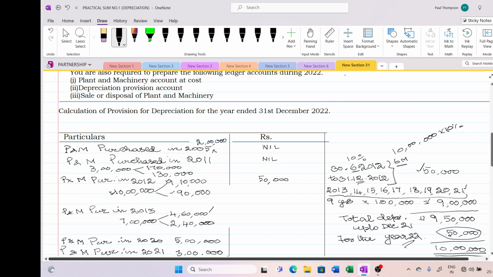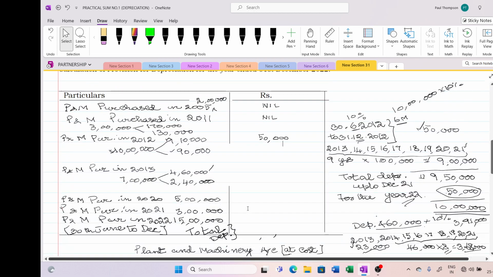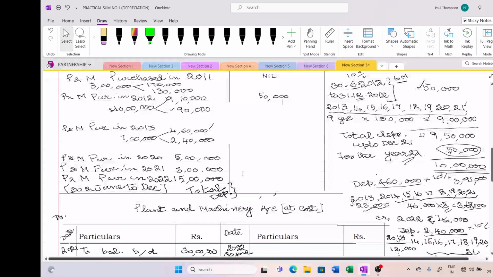Now coming to 2013, there are two machines. How do we know there are two machines? Because they have given the transactions during 2022. There is a machine costing 2,40,000 sold for 15,000. You can read the question again. So now the first machine is 4,60,000. We have to depreciate it at 10%. So what is the depreciation per year? 46,000. Again, as per the policy of the company, the first year it will be half year, 23,000.